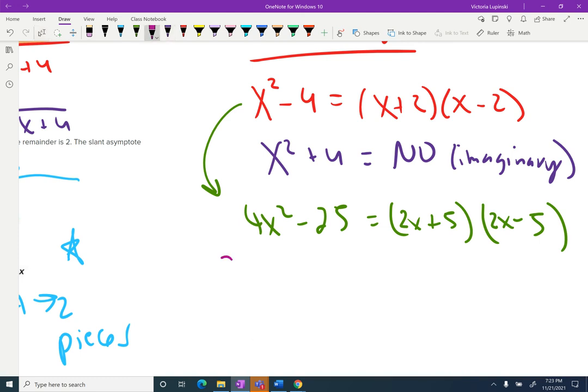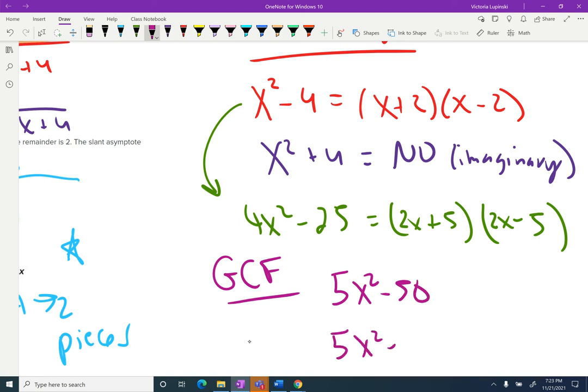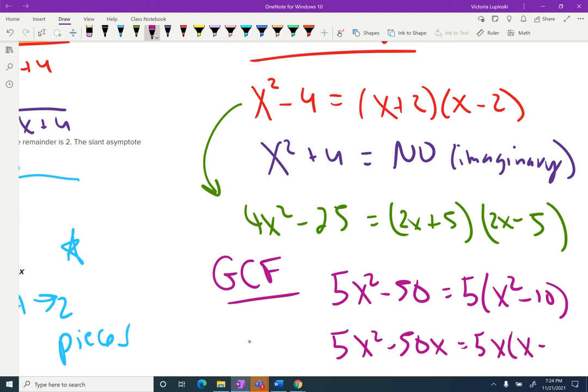It might seem like the easiest type of factoring is the greatest common factors, but believe it or not, those are usually the ones I saw people mixing up the most. So make sure you know the difference between 5x squared minus 50 and 5x squared minus 50x, because if you have an extra x or you lose an x, you're going to get way different answers. So here for the first one, you can only factor out the 5, which gives you x squared minus 10. Here you can factor out a 5x, which gives you x minus 10.